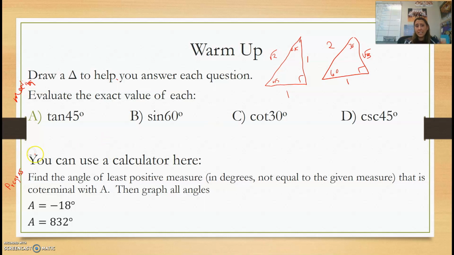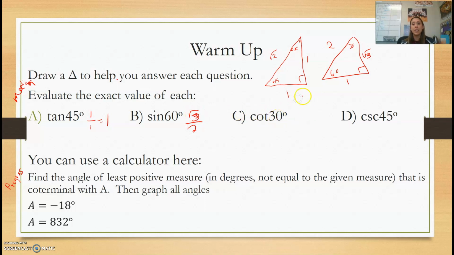So if we're looking at tangent of 45, we're looking at this one. That would be opposite over adjacent, which is 1 over 1, and we simplify that to 1. The sine of 60, we're looking at this. Sine is opposite over hypotenuse, so we have the square root of 3 over 2.